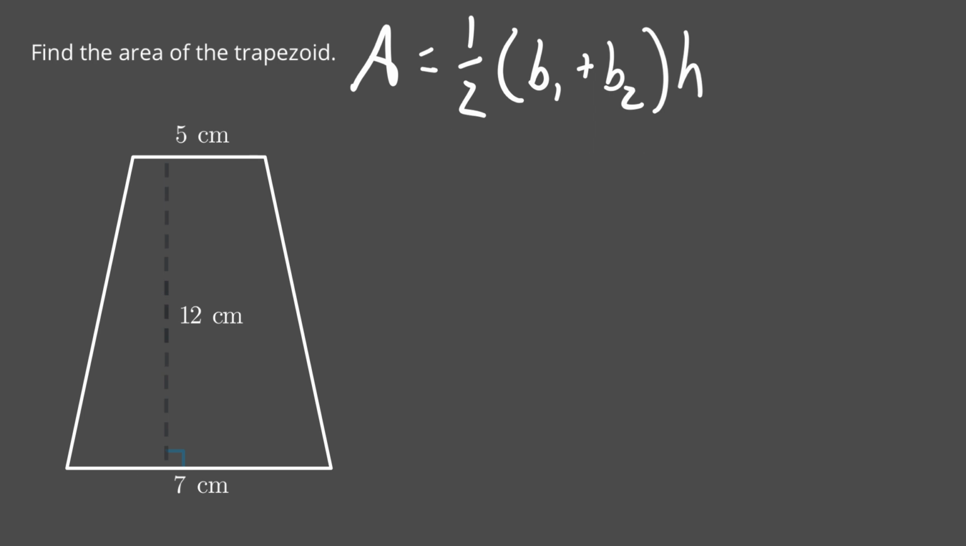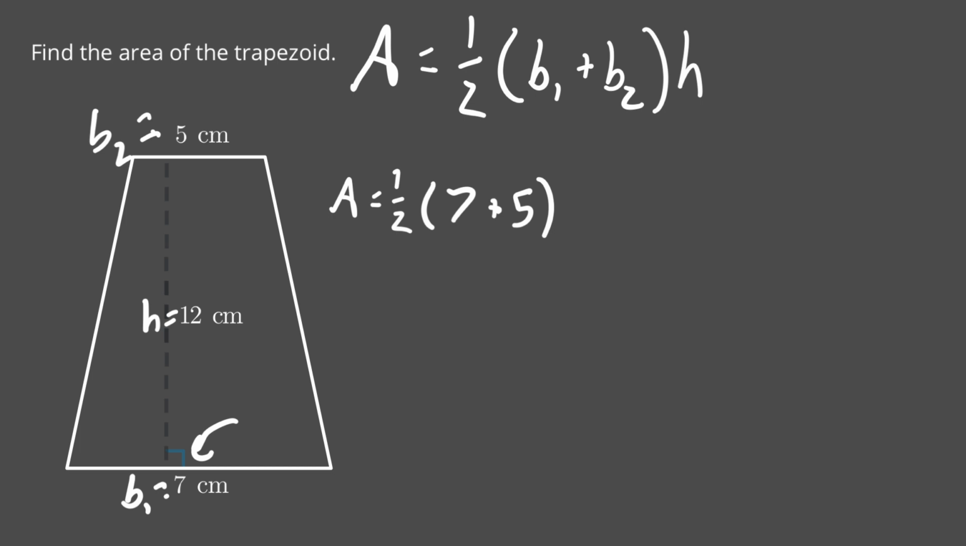Okay, now let's apply this to finding the area. All right, we have base 1 at the bottom, which is 7 centimeters. We have base 2 on the top, which is 5 centimeters. And we have the height in the middle, which is 12 centimeters, and we know it's the height because it touches both of the bases and it's perpendicular. Okay, now we can plug this straight into our equation. We have the area is equal to 1/2 times base 1, which is 7, plus base 2, which is 5, times the height, which is 12.